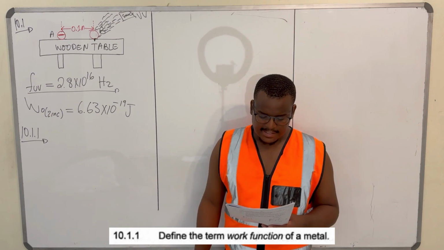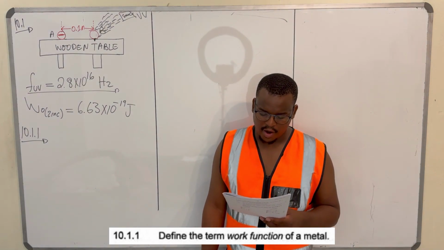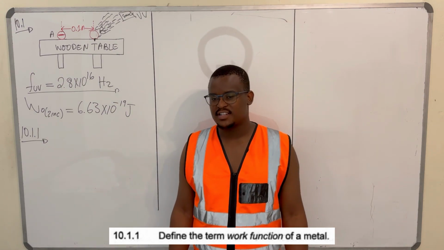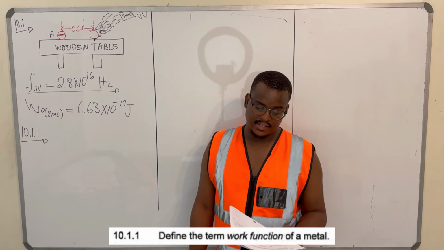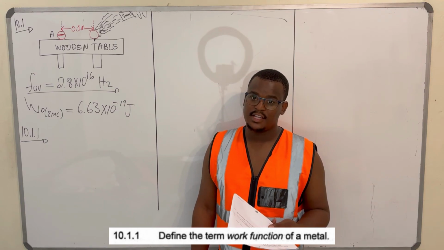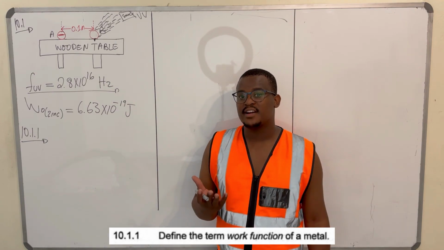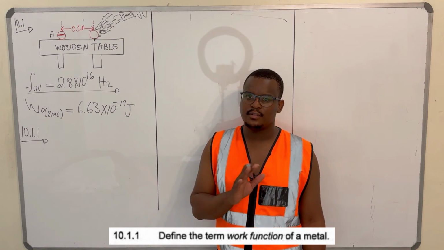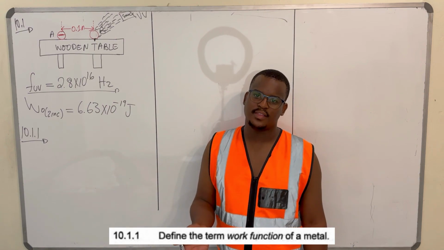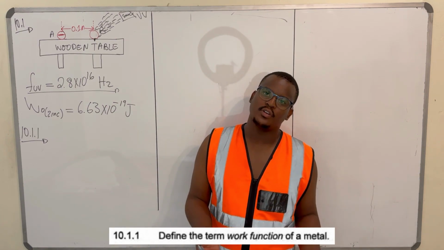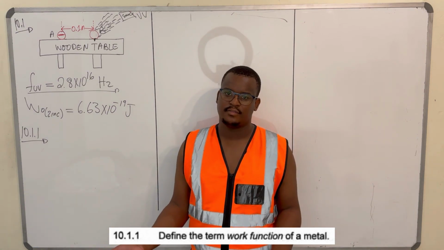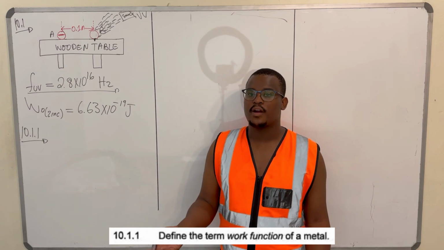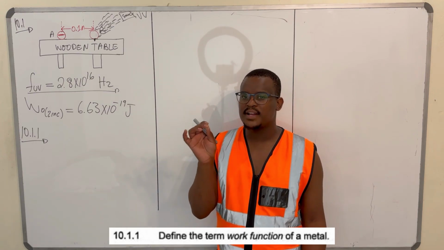Then they are saying, define the term work function of a metal. So they want you to define the work function of a metal. It belongs to the metal, it is specific to the metal. So the work function is a metal property. It differs depending on what metal you're dealing with. The work function of gold will be different from that of zinc, for example, or that of silver. So each metal has its own work function.